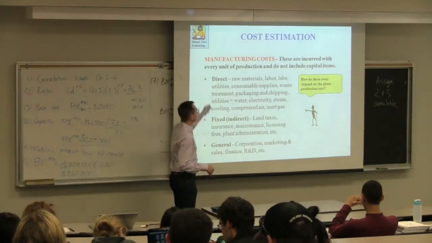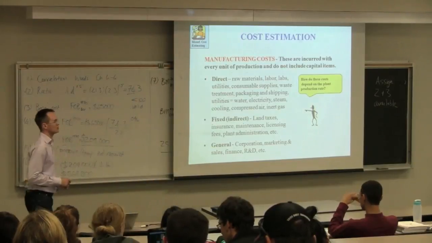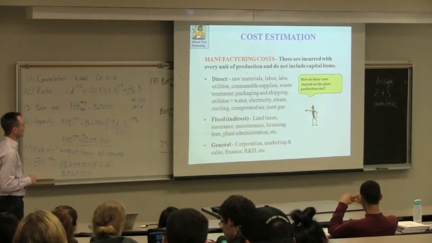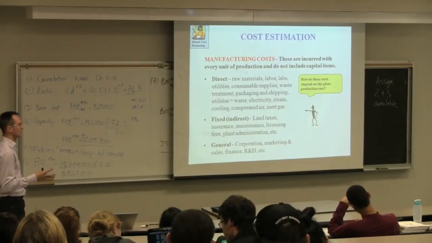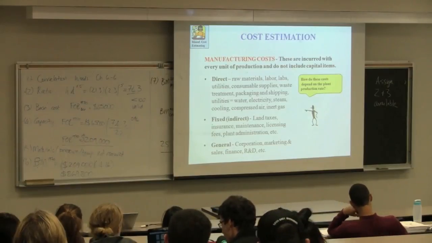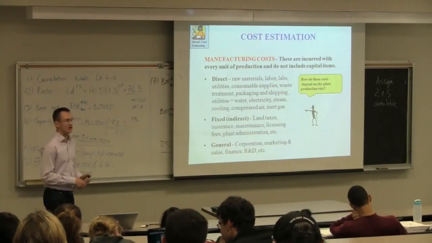The first one is the direct costs. These are the costs that vary in proportion to your production level. So that's the definition of it. They vary in proportion to the level of production. So if you're operating at 50% throughput, say during a recession period, those costs decrease. And they generally scale linearly with the production rate.